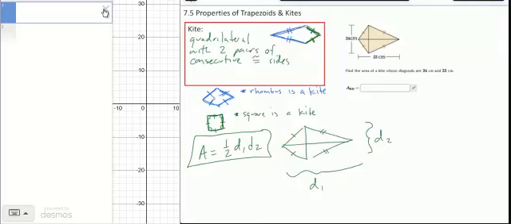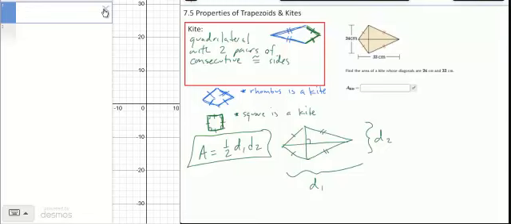Your area is going to be 1/2 the product of the diagonals. Now, let me talk really quickly about some properties of a kite. We're going to maybe get to them a little bit on the next slide. But when you have a kite, these diagonals are perpendicular to each other.